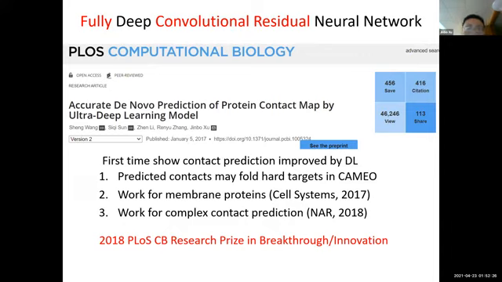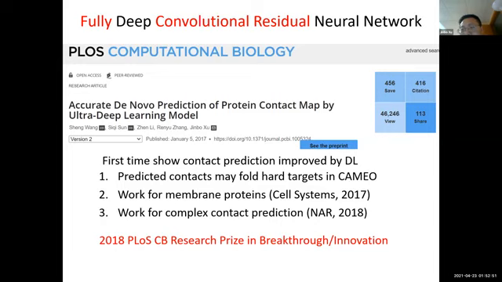And then we also find out that by using the predicted contacts, we can fold some very large and hard targets in CAMEO. CAMEO is an online benchmark, so it's different from CASP. CASP is an offline benchmark, and CAMEO is an online benchmark. And more interestingly, we find out that this model works very well for membrane proteins.